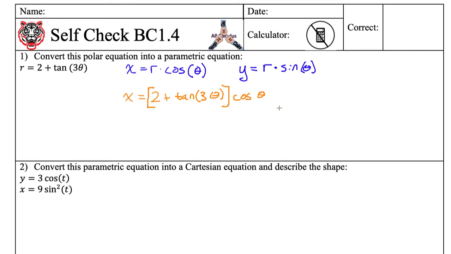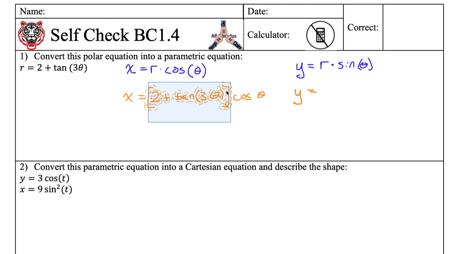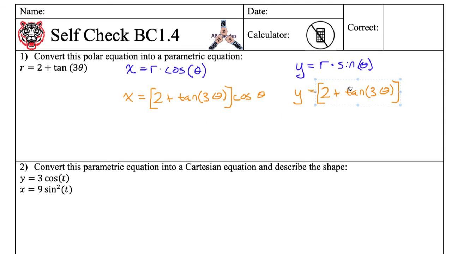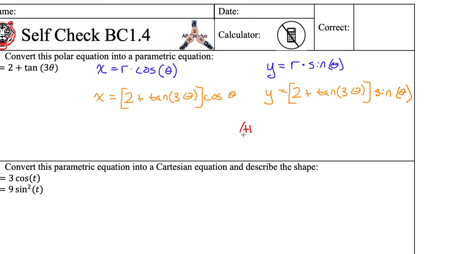And then y, we can do it underneath here, or I can actually move the y over. I have technology. Underneath of this, y is going to be equal to this 2 plus tangent of 3 theta. I'll just copy and paste, and that's going to be multiplied by sine of theta. Done. Give yourself 1 point if you got it. So plus 1 if you got both of them.